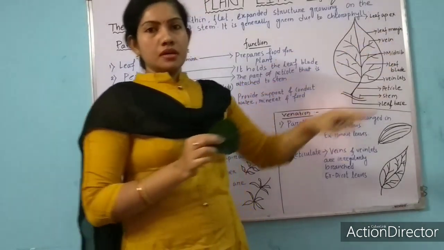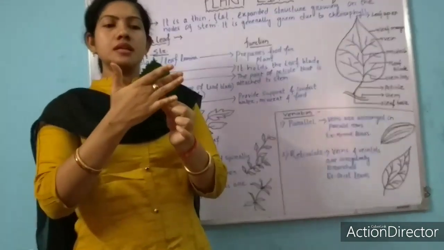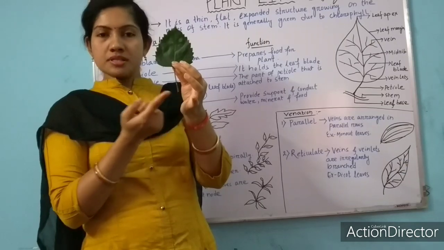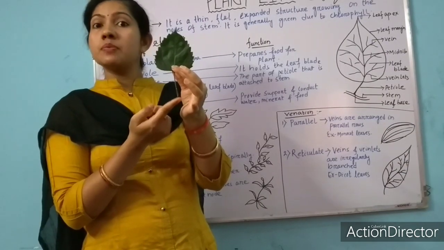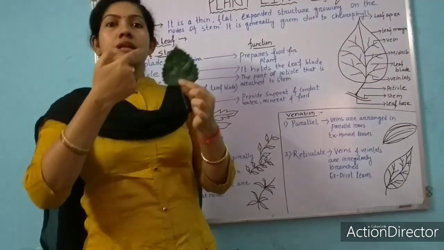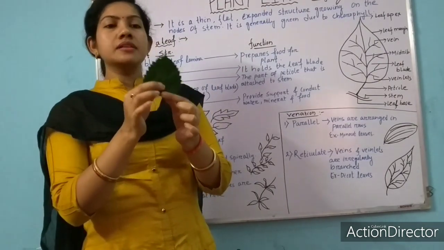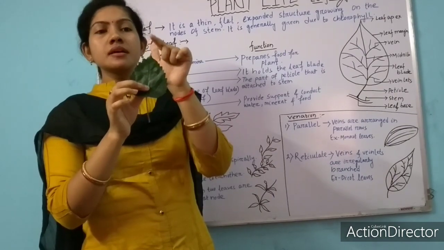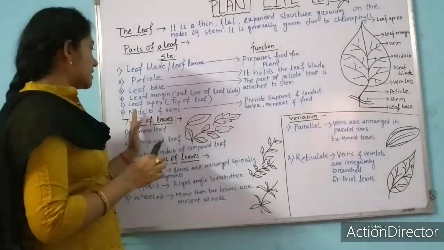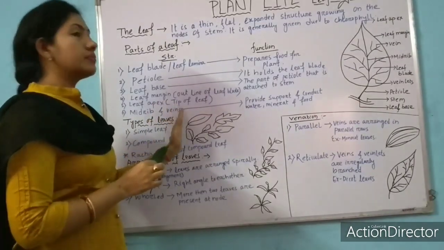leaf apex. Again I am repeating, this is the leaf blade, petiole. The base of the petiole which is attached to the stem we call leaf base. The margin of the leaf we call leaf margin. And the tip of the leaf we call leaf apex. Now the last, midrib and veins.